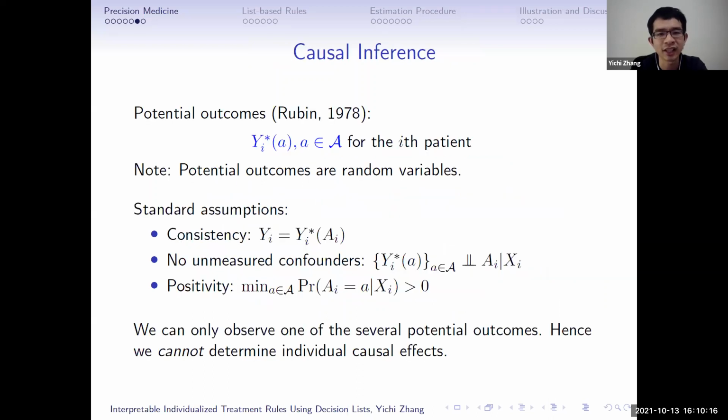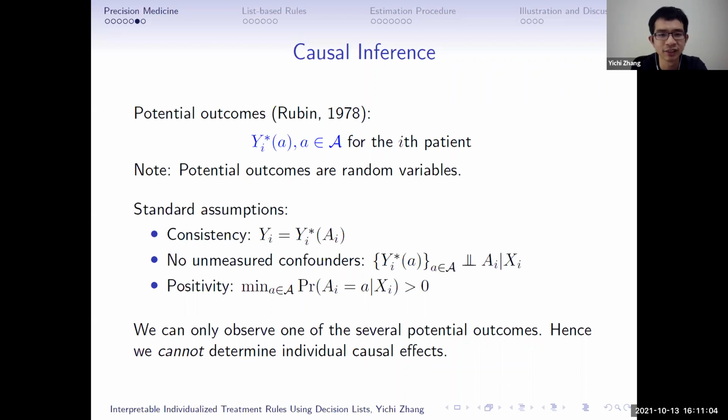To facilitate the estimation of the individualized treatment rule, we need to introduce the causal inference framework, because we need to be able to discuss what will happen if this patient had been given another treatment. So we will make use of the potential outcome framework, which is the popular framework in causal inference. For each patient, we assume that there is a set of potential outcomes, one for each treatment option. So if there are 2 treatment options, then each patient will be associated with 2 potential outcomes.